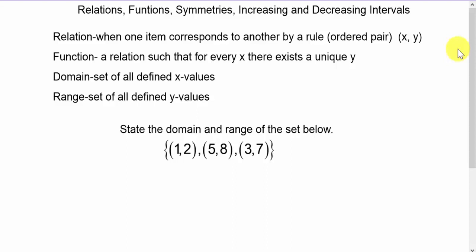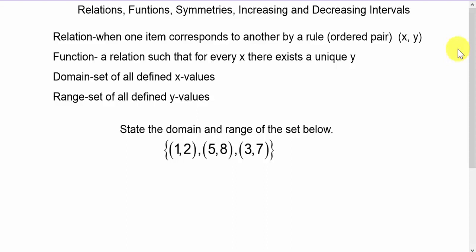You can think of it as like an ordered pair, as stated in the slide. Functions are relations such that for every x there exists a unique y. That means a singular y, unique. Domain is a set of all x's, range is a set of all y's, all things you should have learned in Algebra 1.